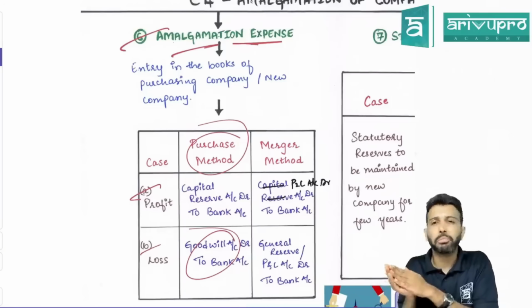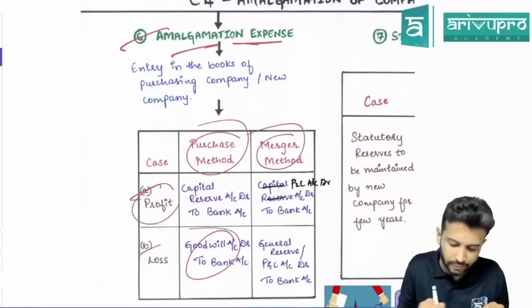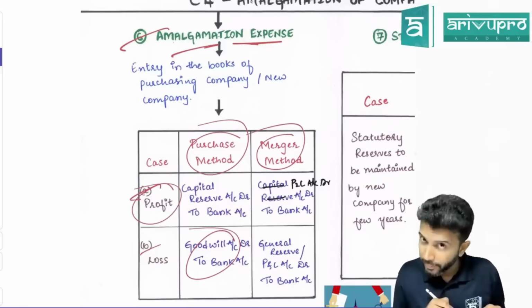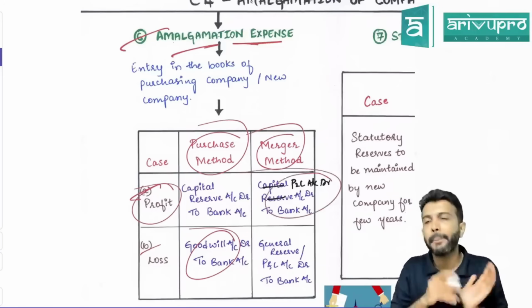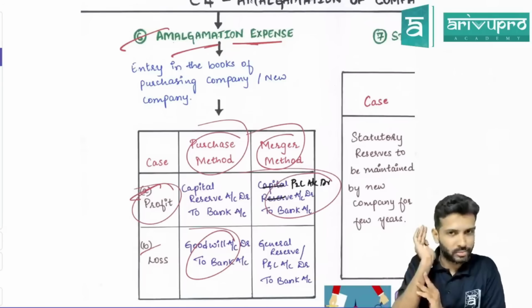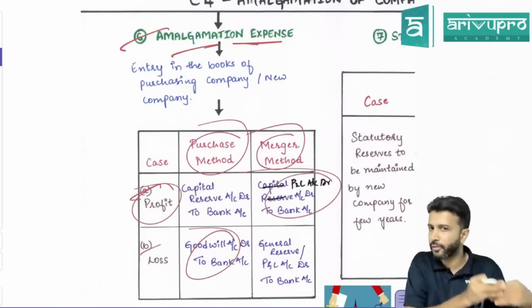You could also have the merger method. So if it is merger method and you encounter a profit, will you write capital reserve to bank? No, you'll write P&L account debit to bank account. That's for the merger method and profit scenario.